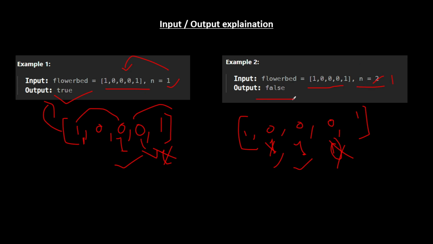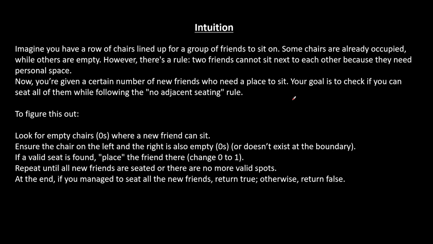So this is what input is given. Now, what would be the intuition of solving this problem? Imagine you have a row of chairs lined up for a group of friends to sit on. Some chairs are already occupied while others are empty. However, there is a rule. Two friends cannot sit next to each other because they need personal space. Now, you're given a certain number of new friends who need a place to sit. Your goal is to check if you can seat all of them while following the no adjacent sitting rule or not, right? How we will figure out this thing?